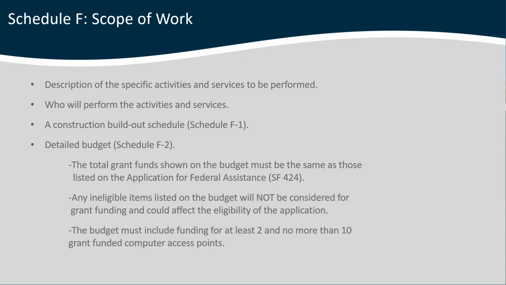The total grant funds shown on the budget must be the same as those listed on the SF424 and referred to elsewhere in your application. Any ineligible items listed on the budget will not be considered for grant funding and could affect the eligibility of the application. The budget must include funding for at least 2 and no more than 10 grant-funded computer access points. So that's a minor change from years past.